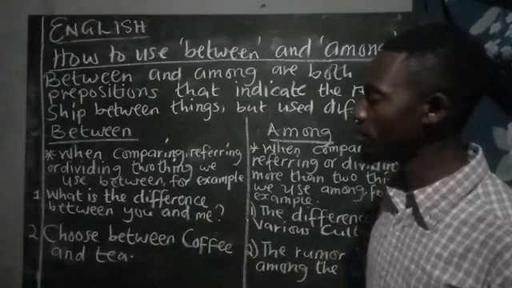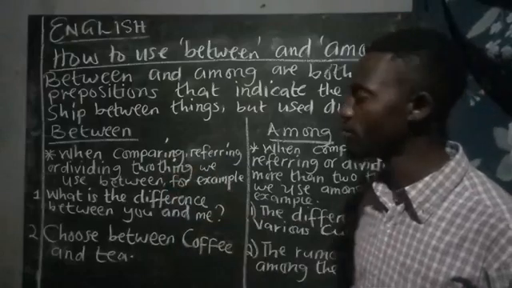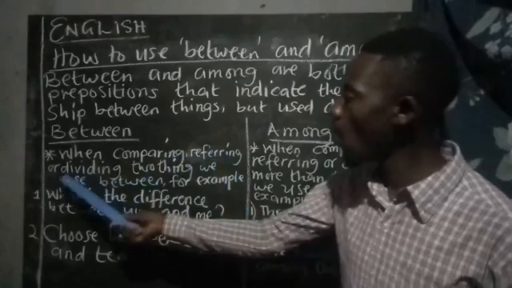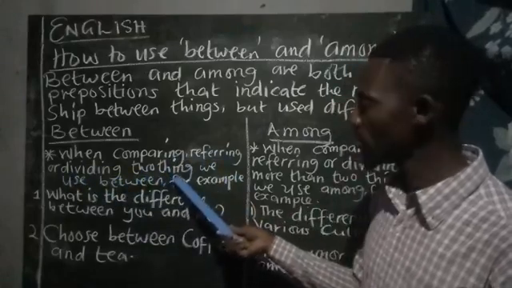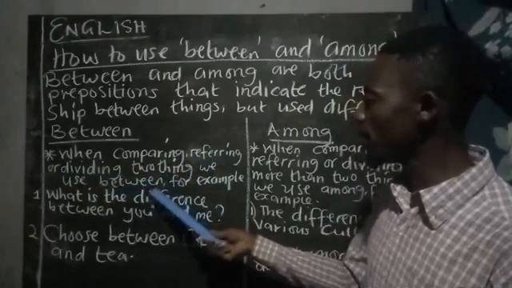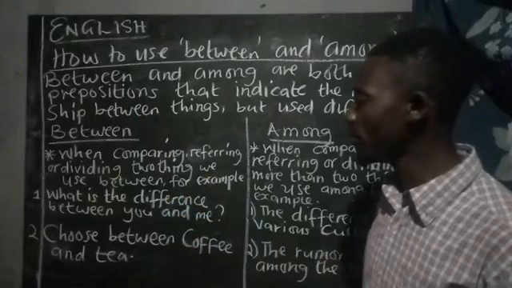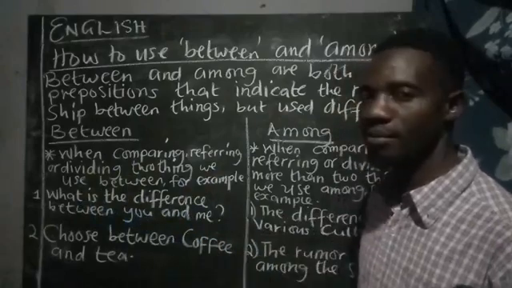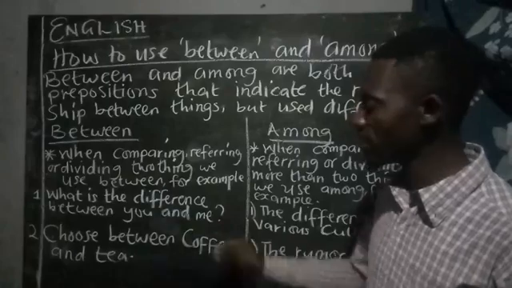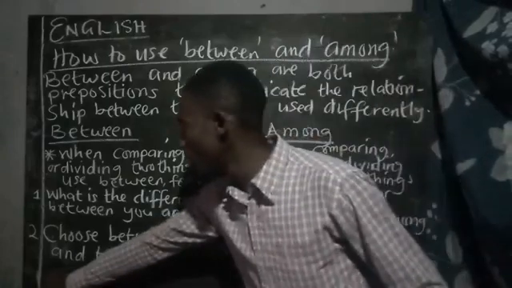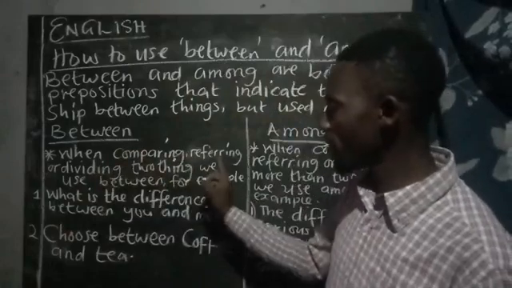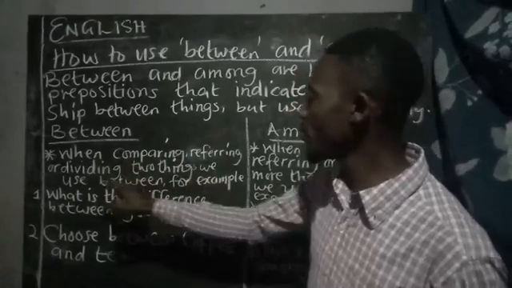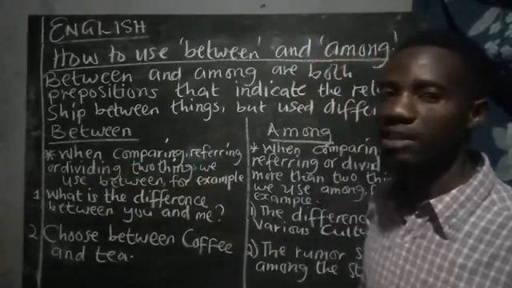Let's look at the word between. How do we use the word between? When we are comparing, referring, or dividing two things, we use between. For example, what is the difference between you and me? Before we even go to this example, let's understand what we are being told here. When we are comparing, referring, or dividing two things, we use between. So what does this mean?